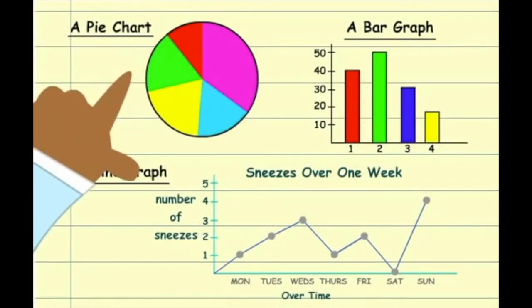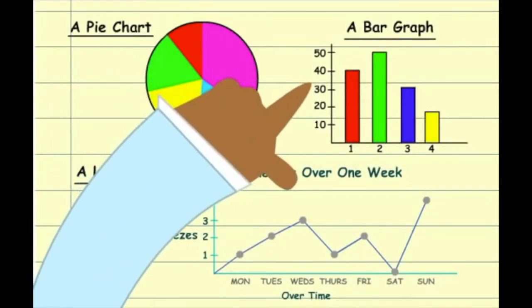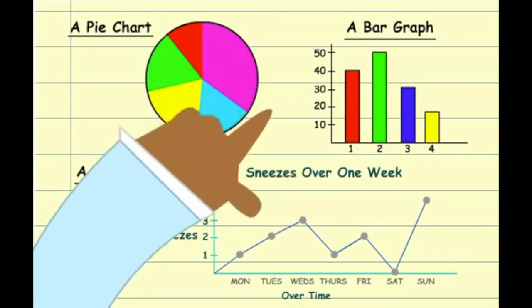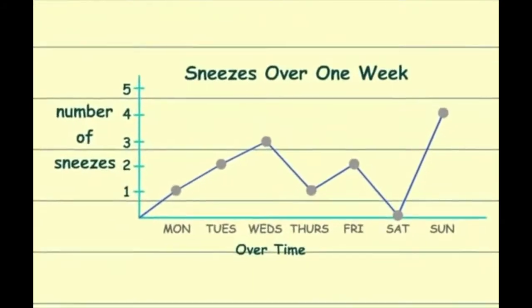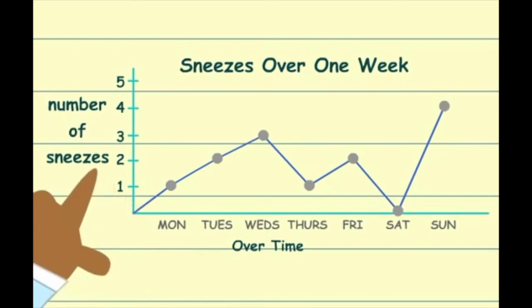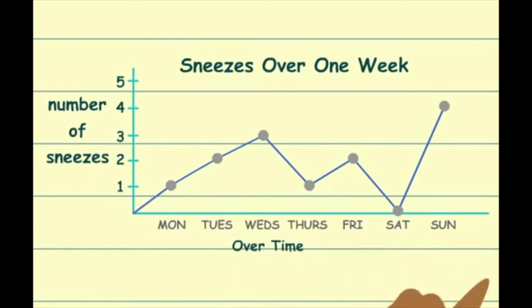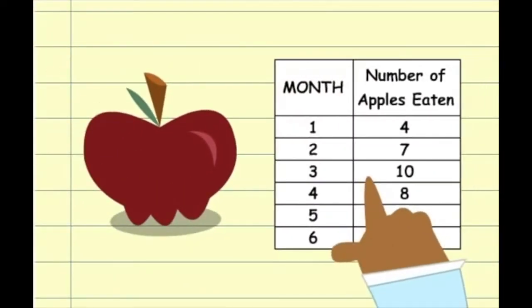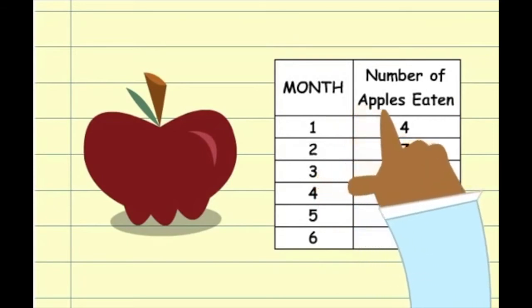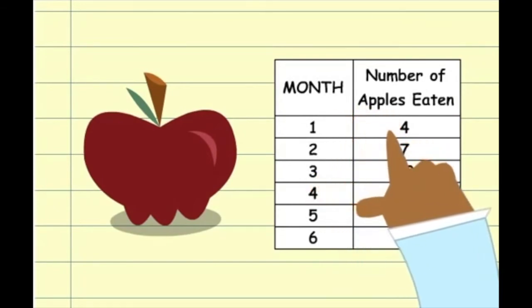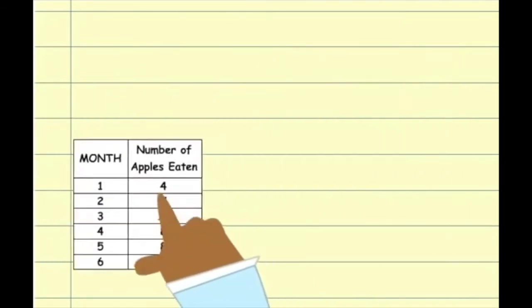There are many different types of graphs. All of them are used for different reasons, but all of them make information easier to read. A line graph is used to show how the quantity or amount of something changes over time. For example, I recorded how many apples I ate each month for 6 months. Here is my data in a tally chart. Remember, data is the information you collect in an investigation.